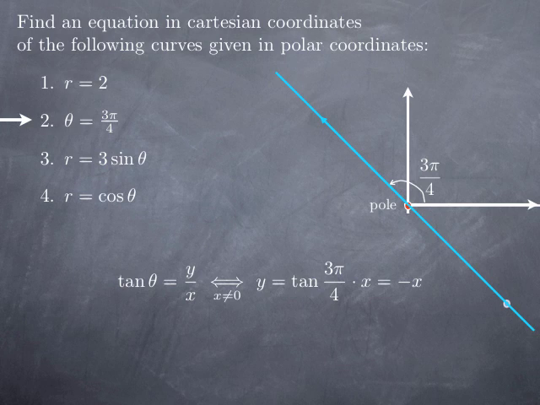The condition x non-zero here is not important, because if x equals 0 in that equation of line, y is also 0. In other words, that corresponds to the pole. And the pole is a point that is on the curve theta equals 3 pi over 4, because we can pick any angle for r equals 0 and get the pole.